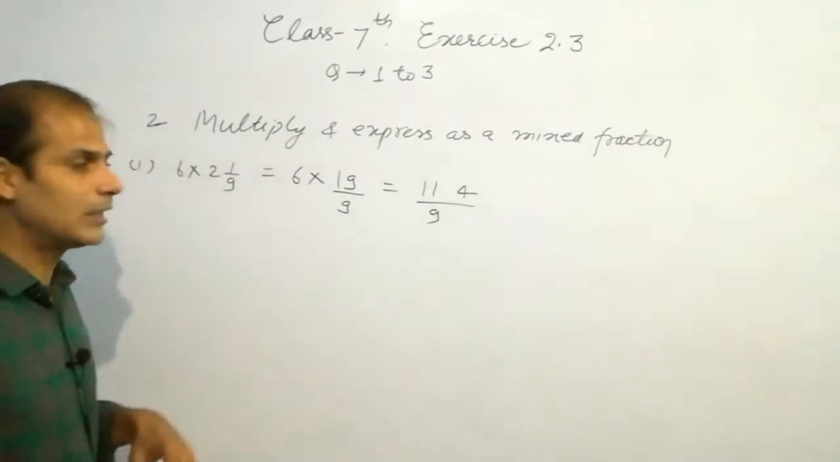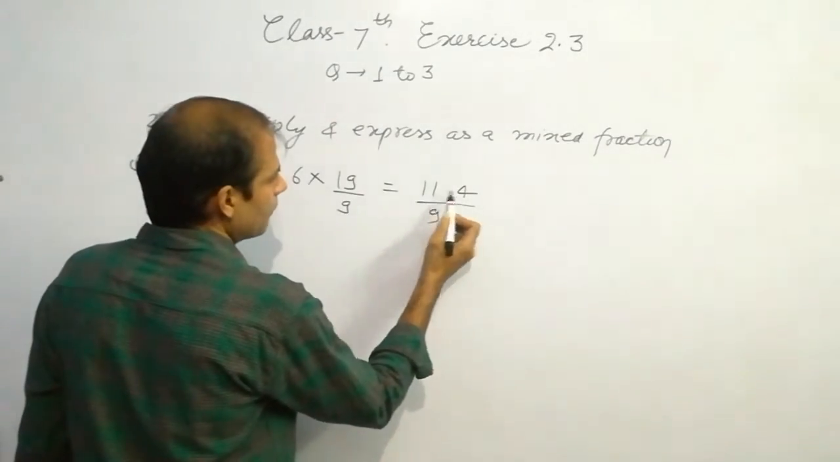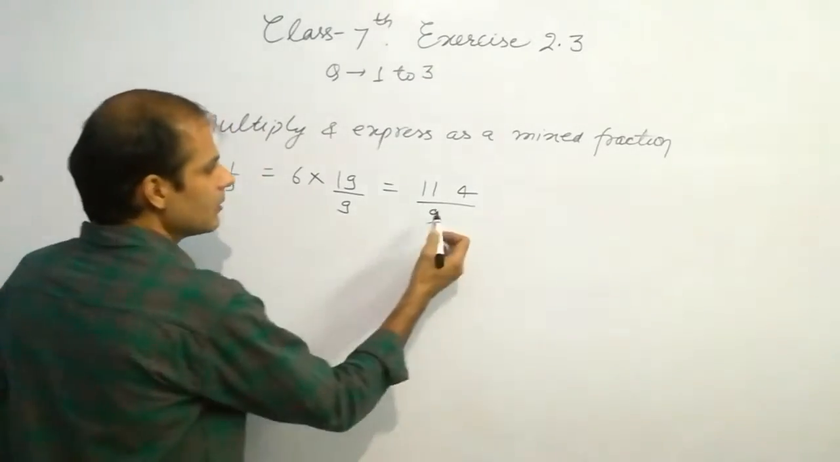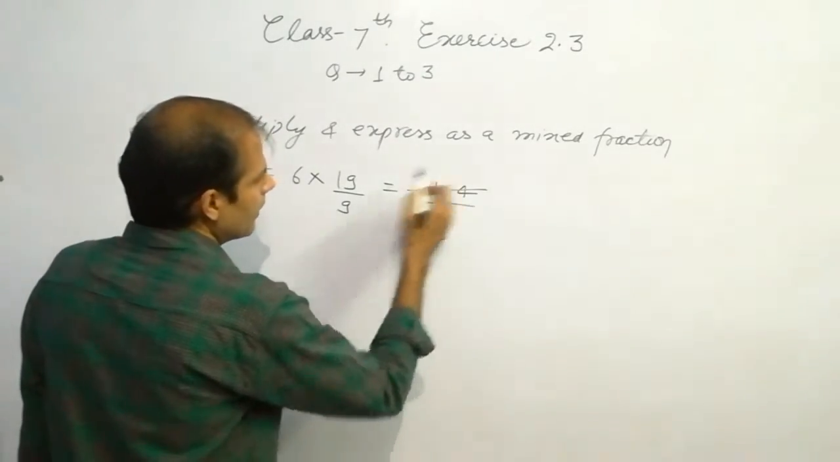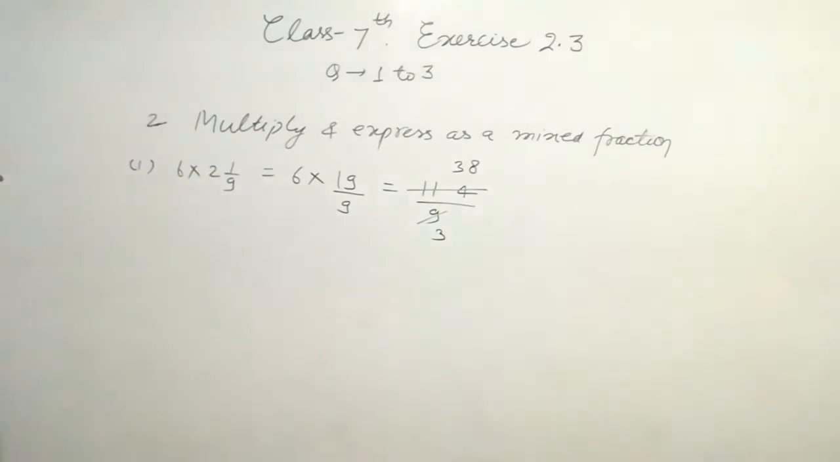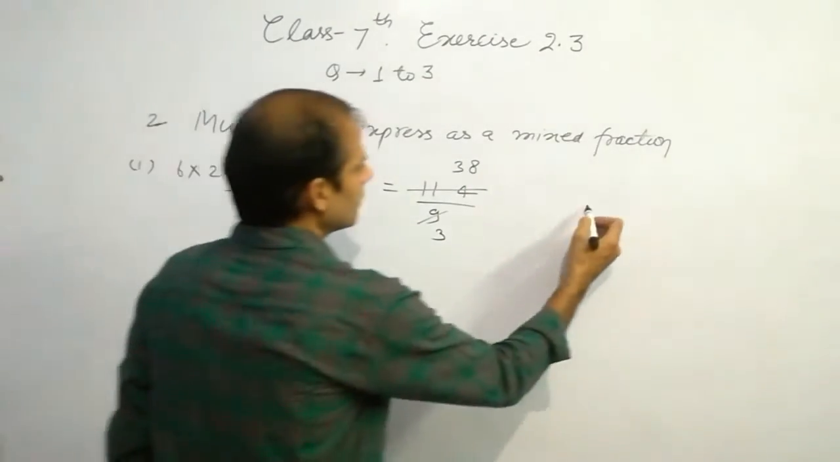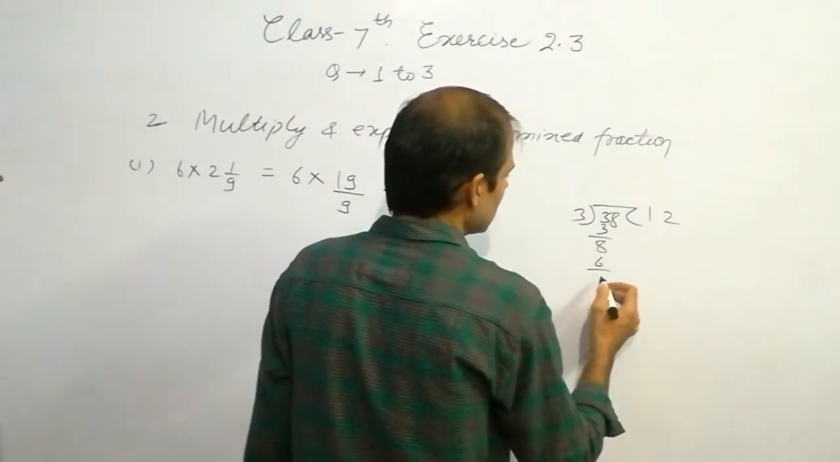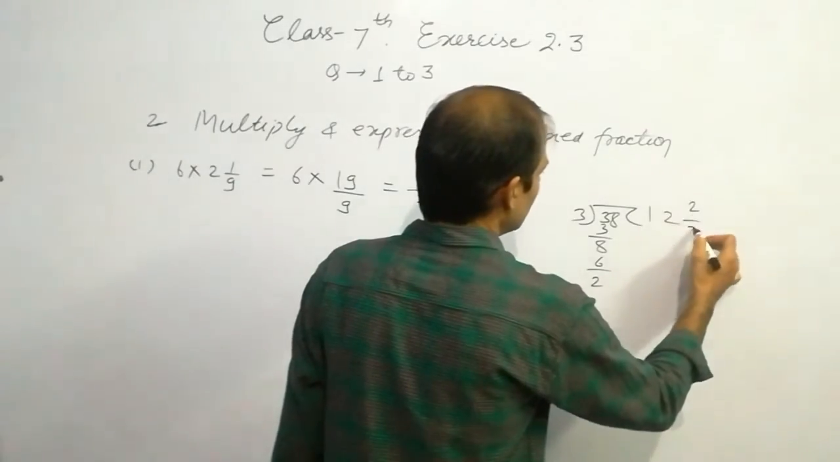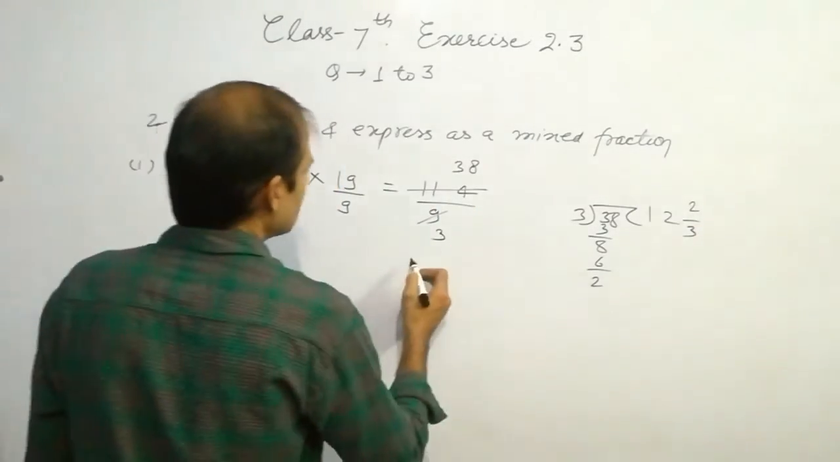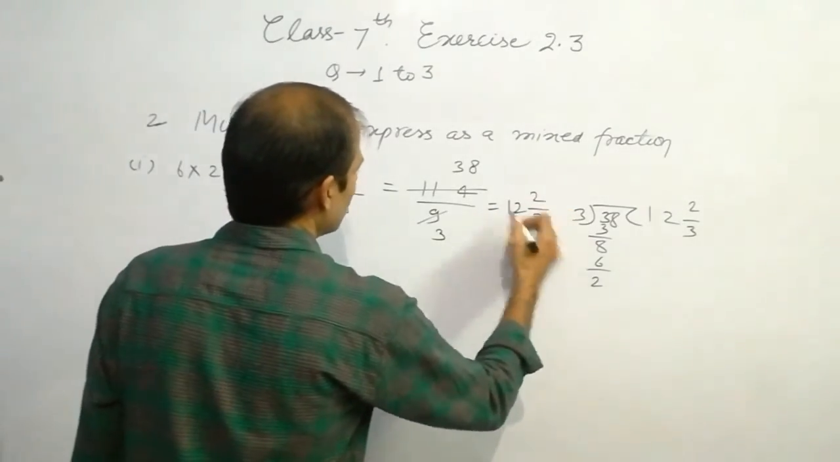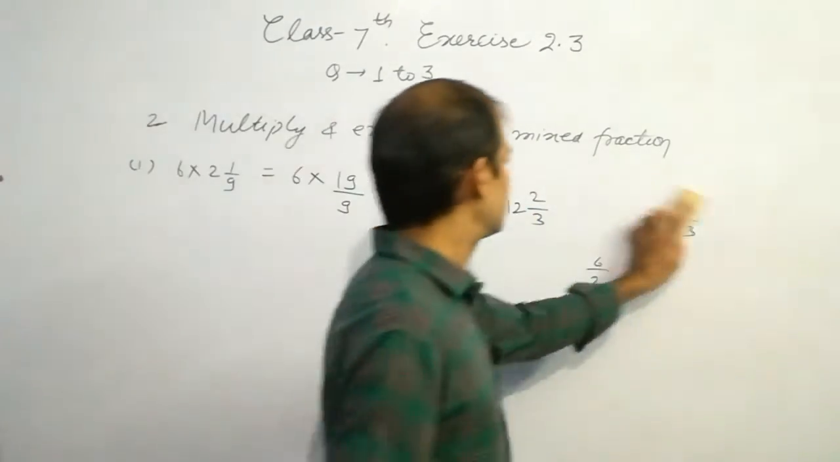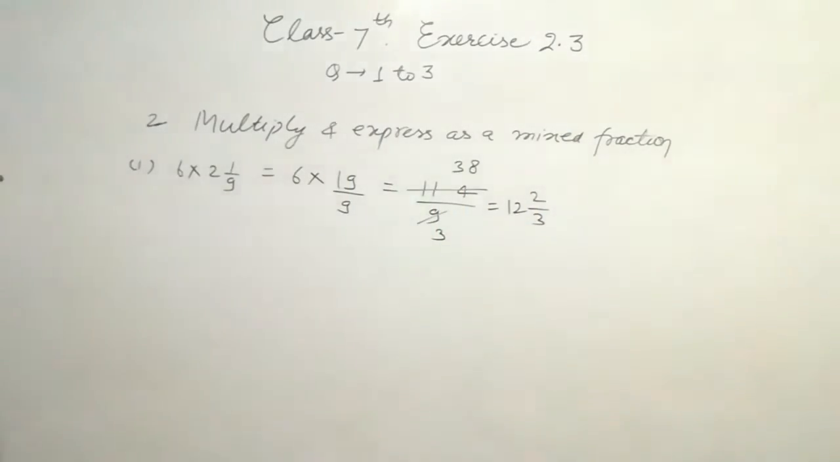I told you the divisibility test, sum of these 1 1 4, that is 6. 6 is divisible, so try to divide by 3. 3 3s are 9, it is 3 3s are 9, 3 8s are 24. Now divide 38 by 3. Okay, so 3 1s are 3, 8, 3 2s are 6 and 2, that is 12 and 2 upon 3. Okay, the answer is 12 and 2 upon 3. So the answer of second and first part, 12 and 2 upon 3.